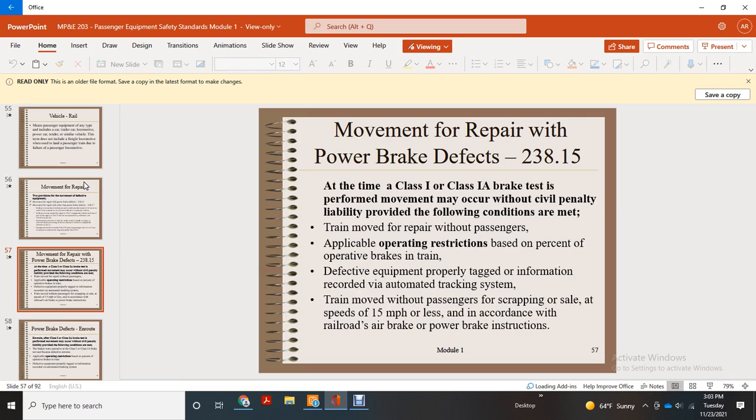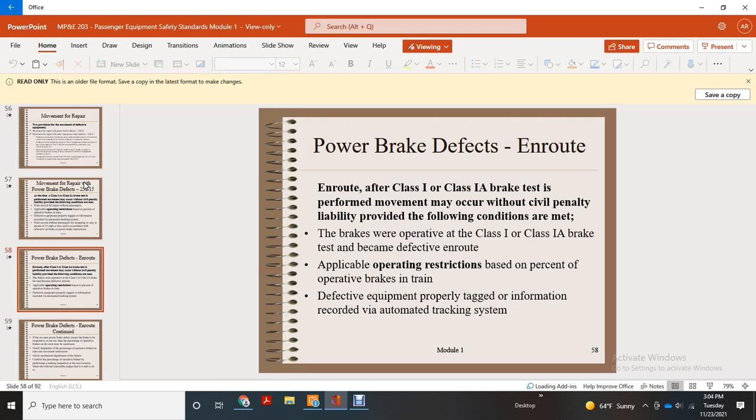Movement for repair with power brake defects, 238.15. At the time of the Class 1A brake test for the performed movement, it may occur without civil penalty liability provided the following conditions are met. Train moved for repair without passengers. Apply the operating restrictions based on the percent of operative brakes on the train. Defective equipment properly tagged and information recorded via the automated tracking system. Train moved without passengers for scrapping or sale at speeds of 15 miles an hour or less and in accordance with the railroad's air brake and power brake instructions.